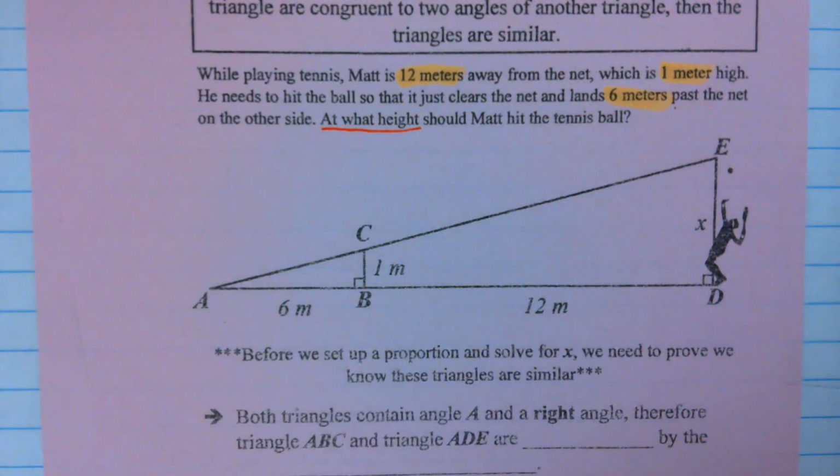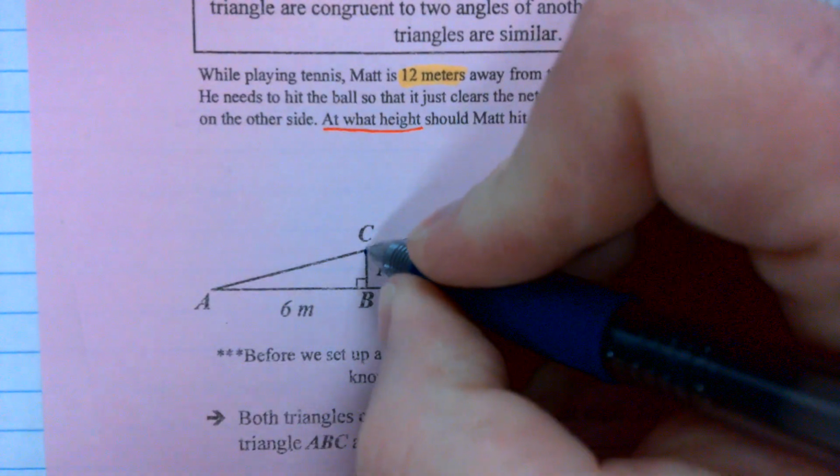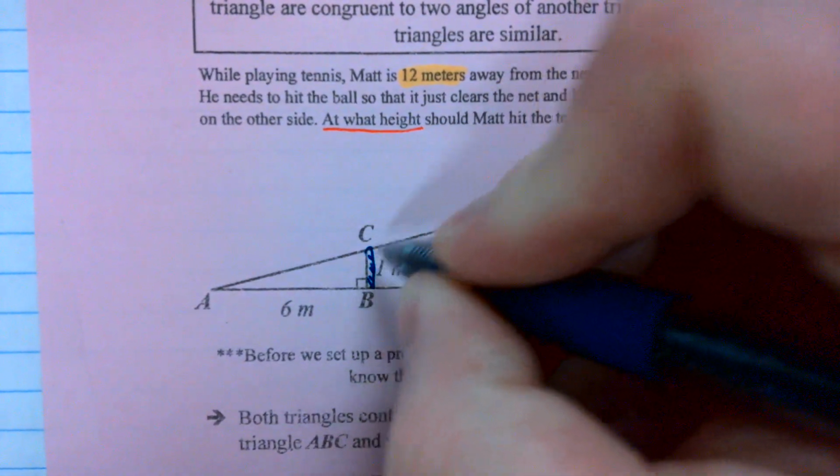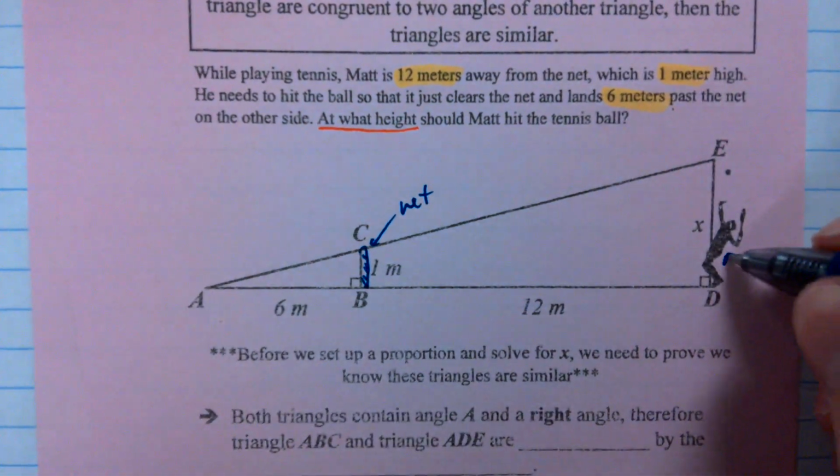So Matt's 12 meters away from the net. If we want to kind of understand this image a little bit, here's the net right here. There's the net. Obviously, there's Matt.